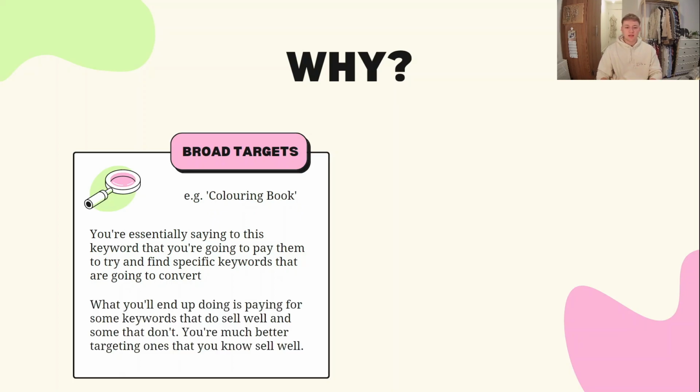So what you'll end up doing is paying for some keywords, some exact phrases that do sell well, but you're also going to be paying for some exact phrases that don't, because you're just putting it into this very broad keyword phrase. It's going to come back and pull loads of exact phrases that don't actually do anything for your book sales, but at the same time it's also going to pull back some that are useful. So it's kind of sieving through the good and the bad.